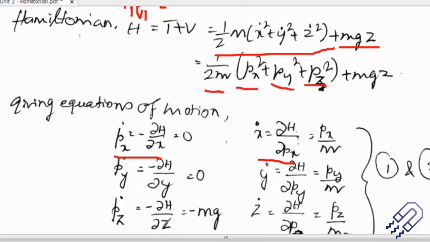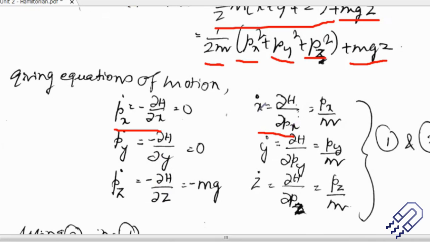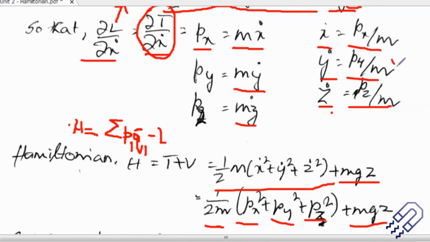So minus, of course, we differentiate with this. And then, of course, we have to find out what is x dot. So del h del px is px by m, y dot is py by m, z dot is pz by m. This one we have done already. Already we've done it here.